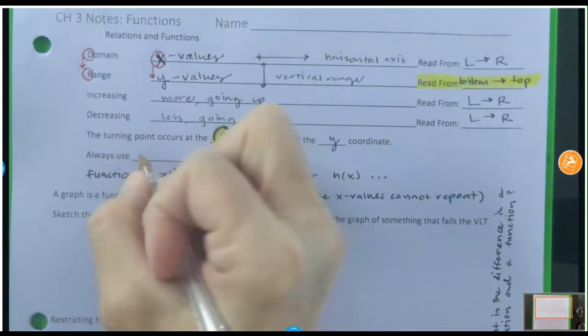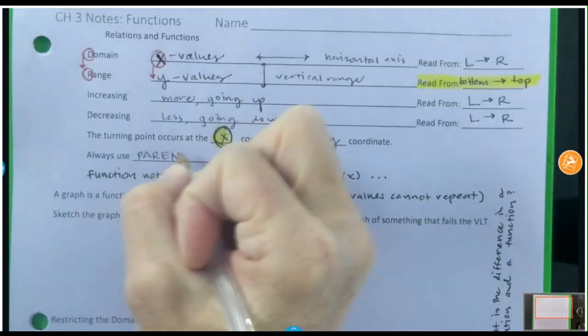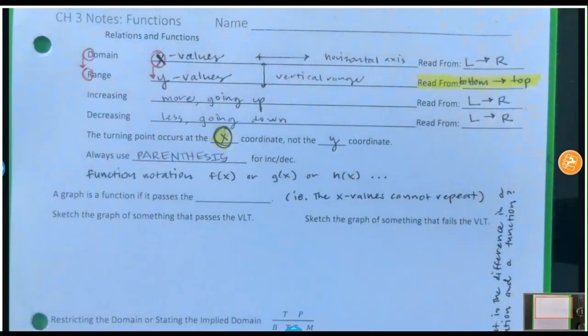And you're going to always use parentheses for increasing and decreasing. We will talk about this in a minute. But for increasing and decreasing, you're always going to use parentheses. And there is a reason why. We'll talk about that in a second.